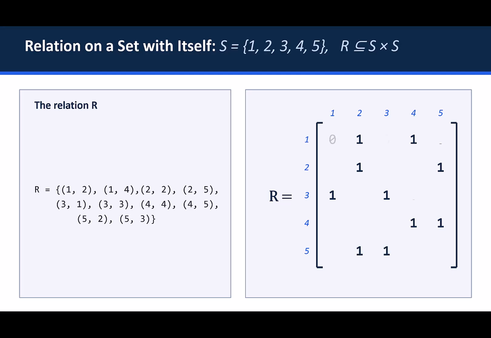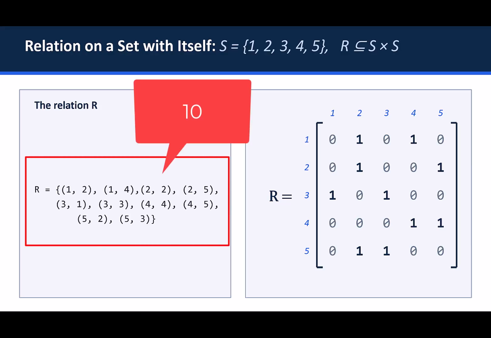Once I have all my 1s, I put zeros in all the remaining spaces. If you want to do a quick check of your work, count the number of ordered pairs you have in R and make sure it's equal to the number of 1s you have in your matrix.